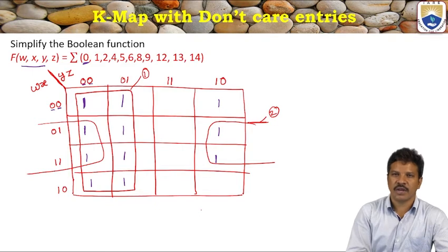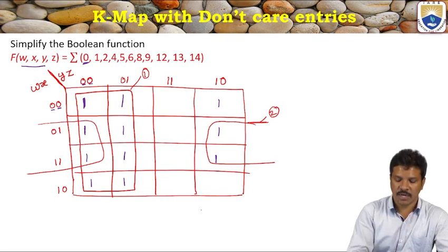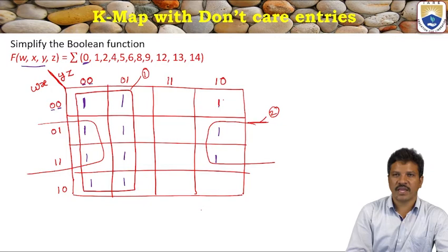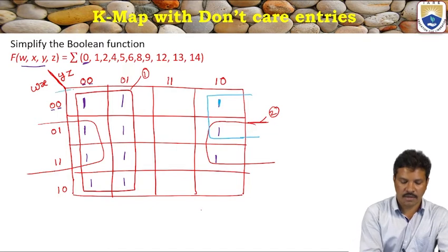So the remaining one is left. How to cover that one? By combining 8 ones, or by combining 4 ones and then 2 ones. Is there any possibility to combine 8 ones? No. Is there any possibility of combining 4 ones? Yes, it is possible. In order to cover this one, the highest possibility is a quad. This is the quad. In order to cover this one, we can have a quad. These 2. This is the third.